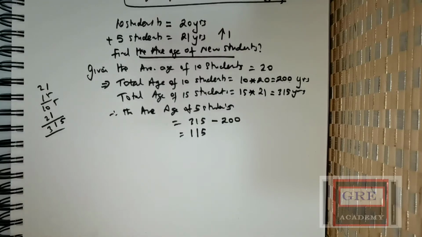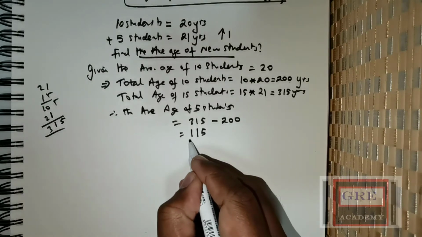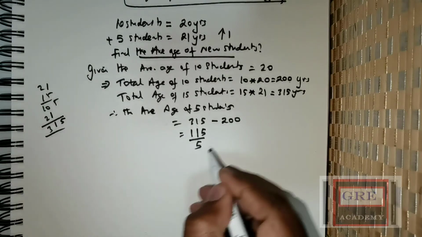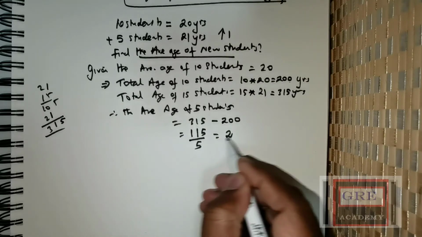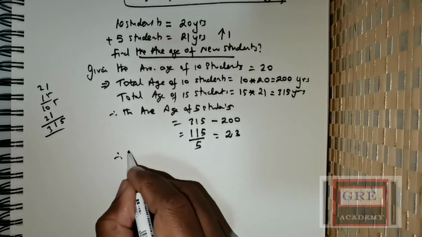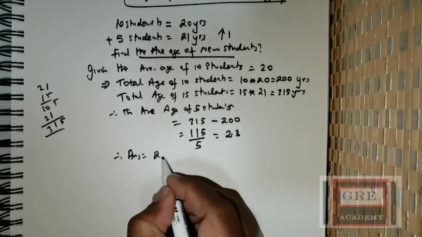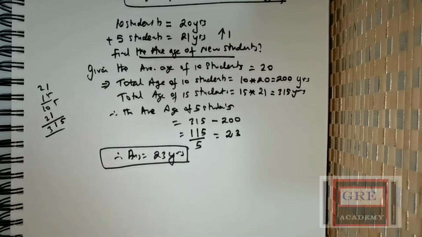So we are expected to find the average age. That means we need to divide this by 5. So that's going to be 5 twos are 10, carry 1, and you get 3 there. The required answer is 23 years. So that is the final solution for the question.